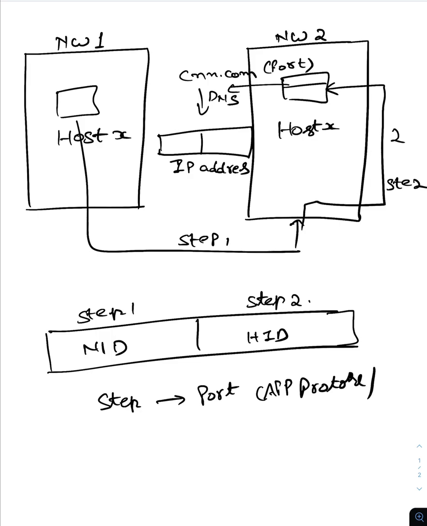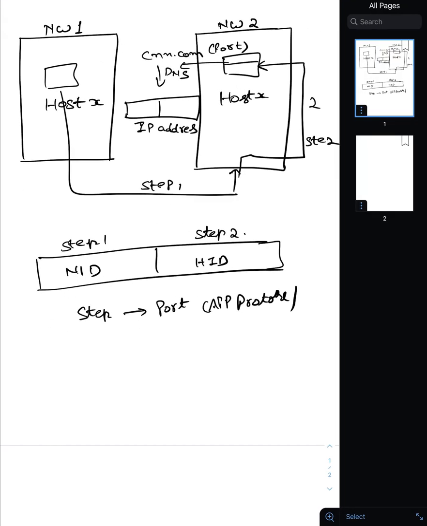So using the network ID, host ID, and the port number, a packet travels from a host in network 1 to a host in network 2, to the particular port using the application protocol. So this is the network ID and host ID. And let's talk about the IP addressing and the binary system. Let's start talking more on the binary and the IP addressing.